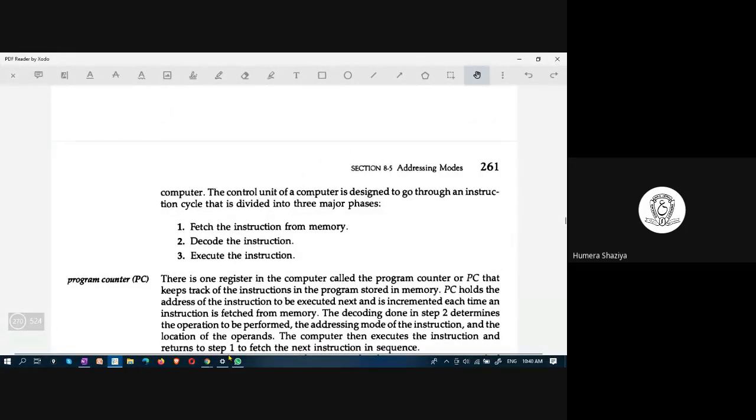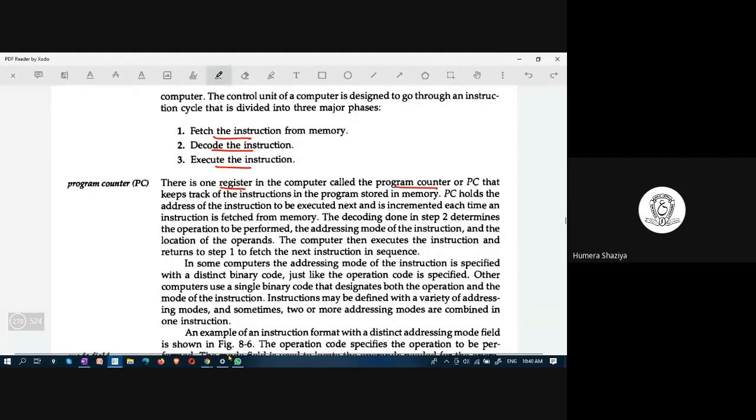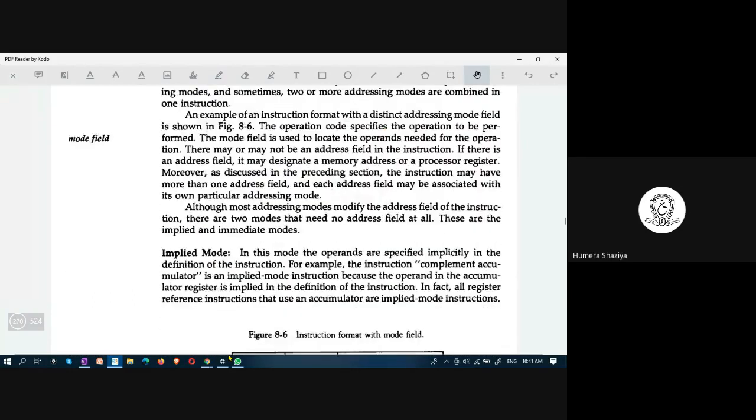There are major 3 phases in an instruction cycle: fetch an instruction, decode the instruction, and execute the instruction. And there is a register called program counter that keeps track of the instruction in the program stored in memory that is to be executed next. PC holds the address of the instruction to be executed next, and it is incremented each time an instruction is fetched. So when you fetch from memory, you increment the PC. All right, so this we already learned. And mode bit is also quite important because it specifies whether the address is direct, indirect, or any other format. Those are all the formats we are going to study under this topic now.